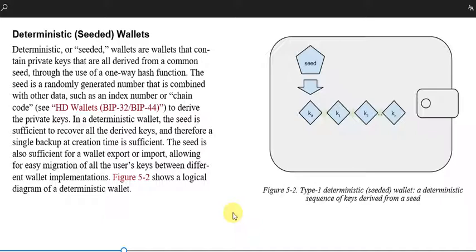Figure 5-2 shows a logical diagram of a deterministic wallet. Figure 5-2. Type 1 deterministic (seeded) wallet, a deterministic sequence of keys derived from a seed.